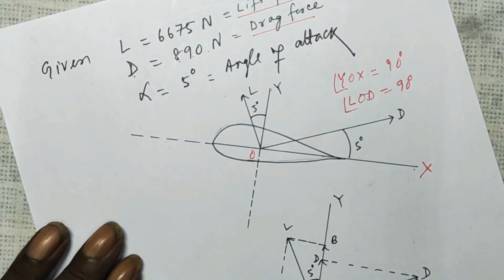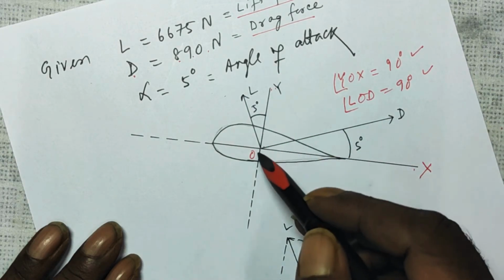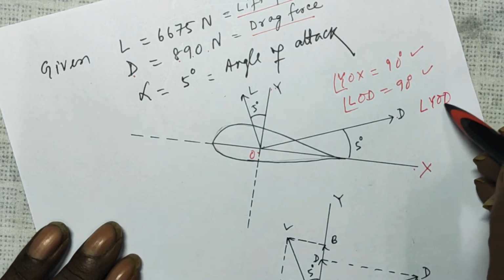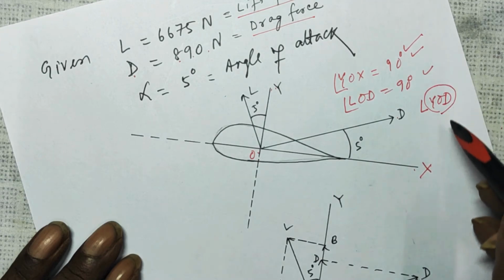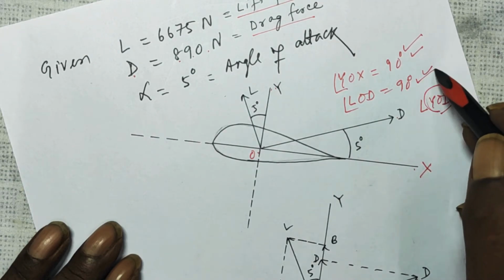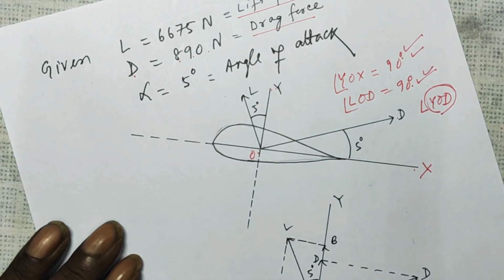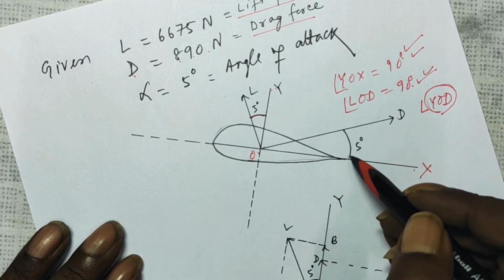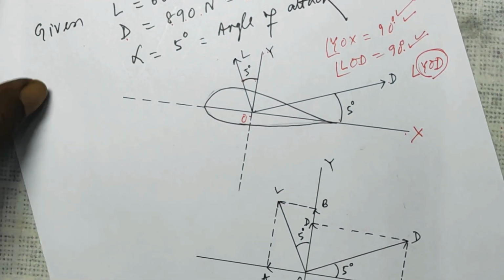Now what is common between these two angles? Angle YOD. The common angle is YOD. So if you take out YOD from here, and take out YOD from here, this is 90, so whatever you are left with will be equal. Therefore, this angle is equal to this angle. Since this is given as 5 degrees, this is also 5 degrees, right?